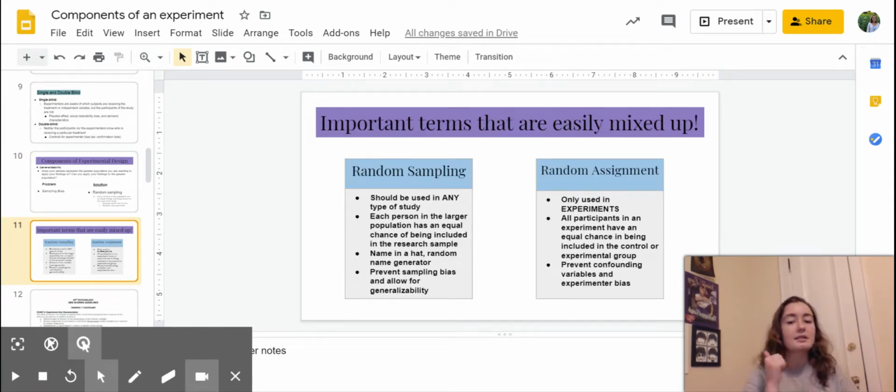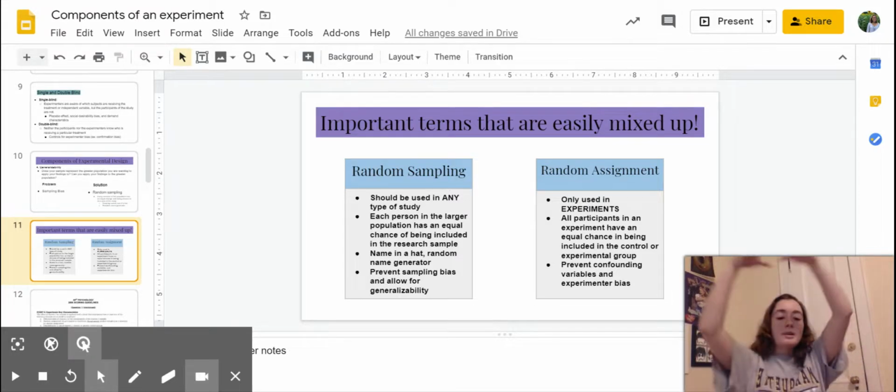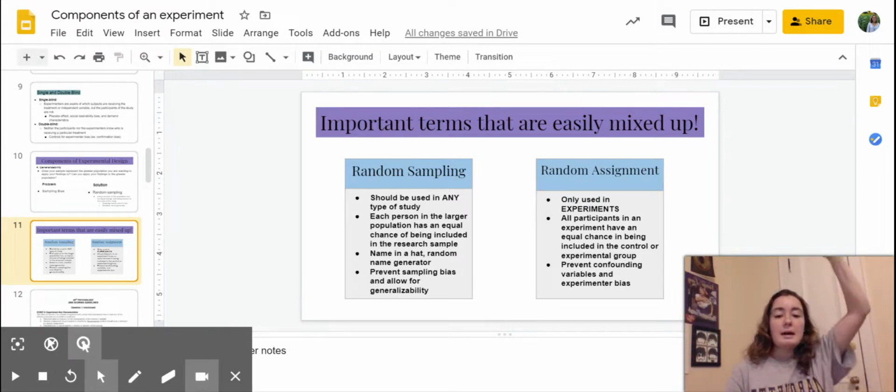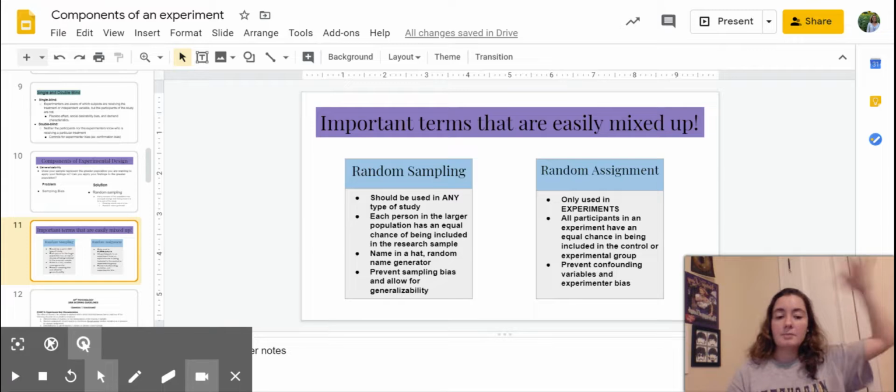So important terms that are easily mixed up are random sampling and random assignment. Random sampling is kind of the bigger picture one. Again, you have your population and your sample. Your sample is the little selection from the greater population that's going to be a part of your study. And you want to use random sampling to make sure that every single person in your target population has an equal chance of being chosen and included in your sample in your research. And the big thing with random sampling is that it prevents sampling bias and allows for greater generalizability of your research findings.